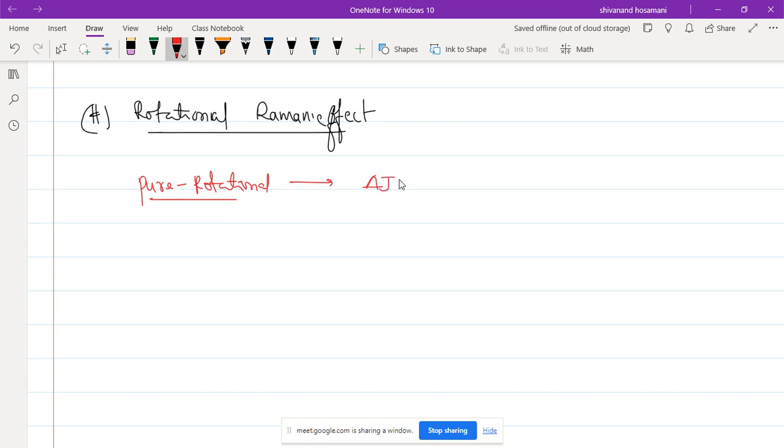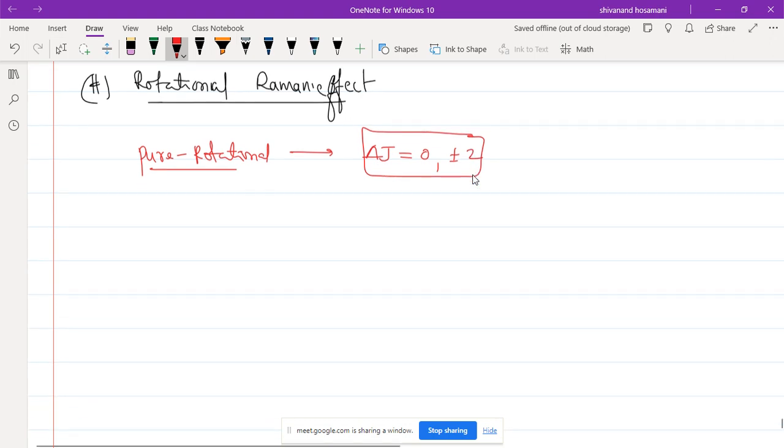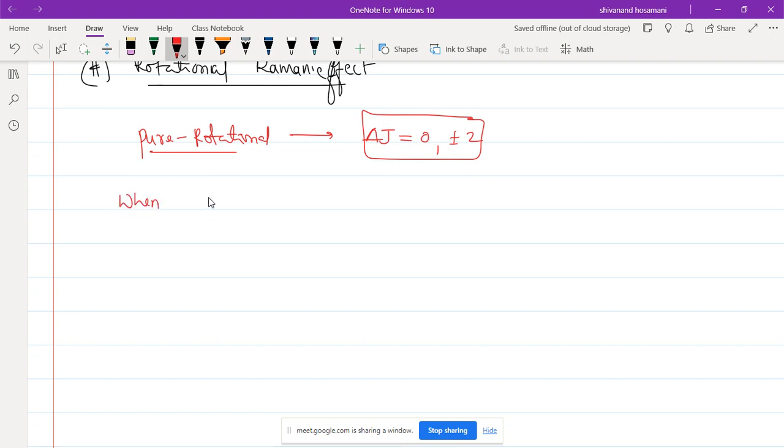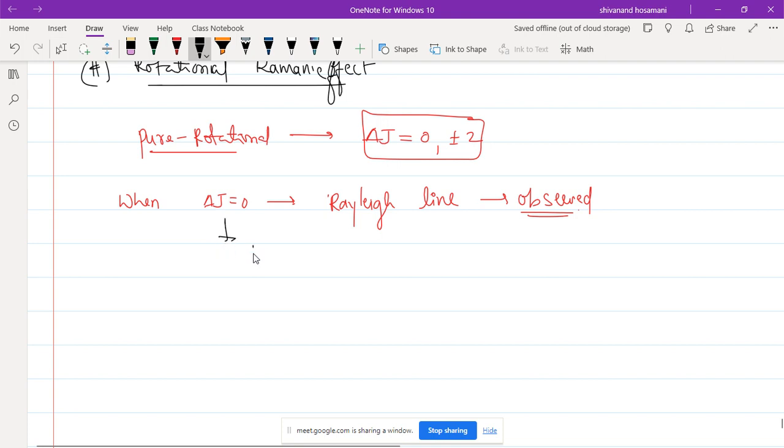Delta J, you know, J is nothing but the rotational quantum number. Here it is going to be 0 or plus or minus 2. Here its selection rule changes. Let's look at it. When delta J equal to 0, we call that the Rayleigh line, which will be observed. Delta J equal to 0 means no change in the rotation of the molecule.